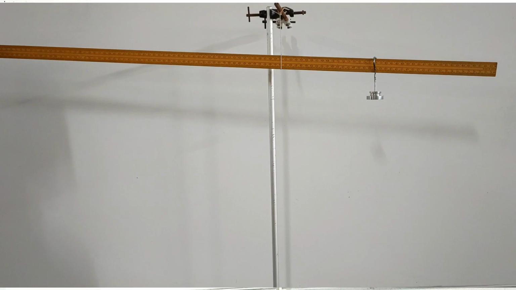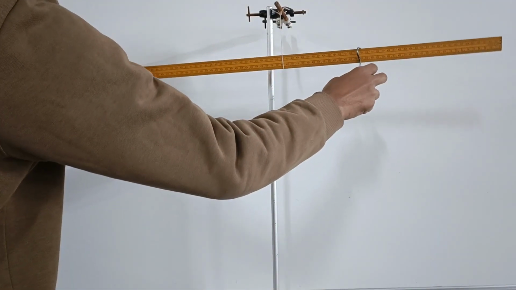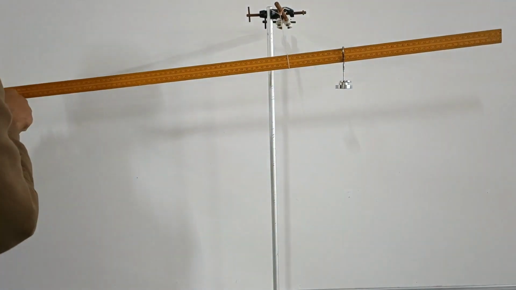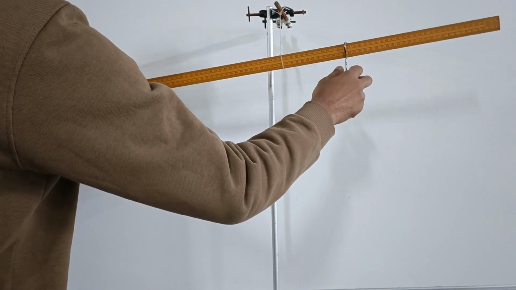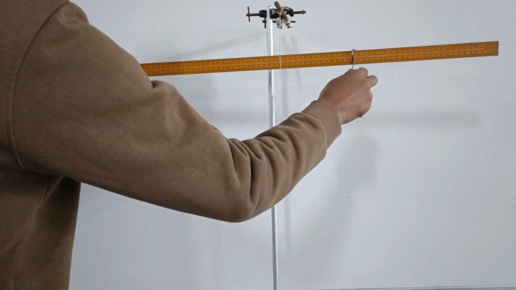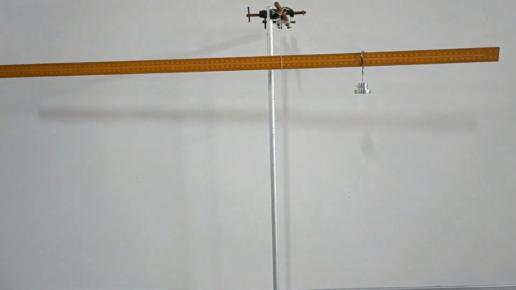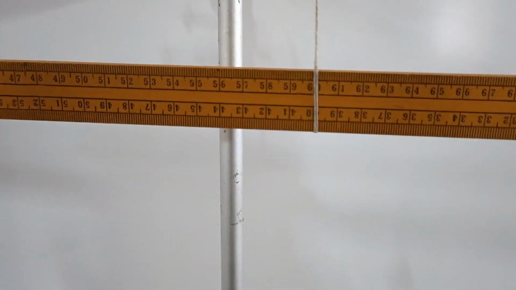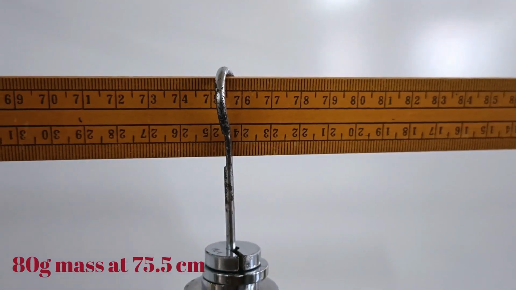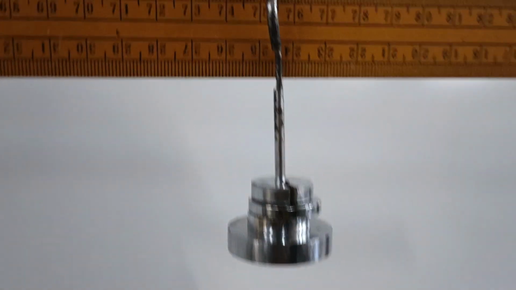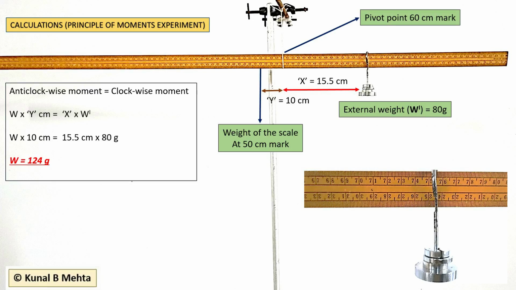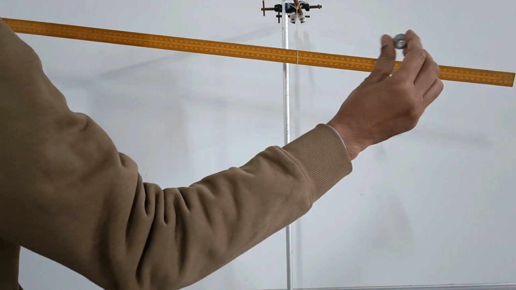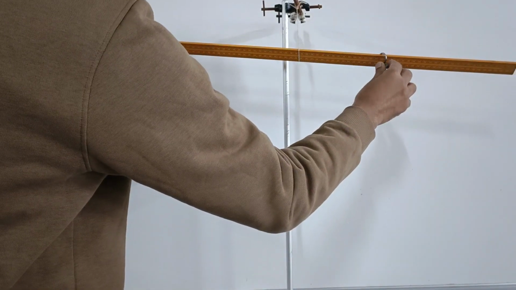Adding 10 grams mass to existing 70 grams mass and sliding it towards the pivot point and finding the final balancing point using the trial and error method. Adding 10 grams to existing 80 grams mass and repeating the above steps.